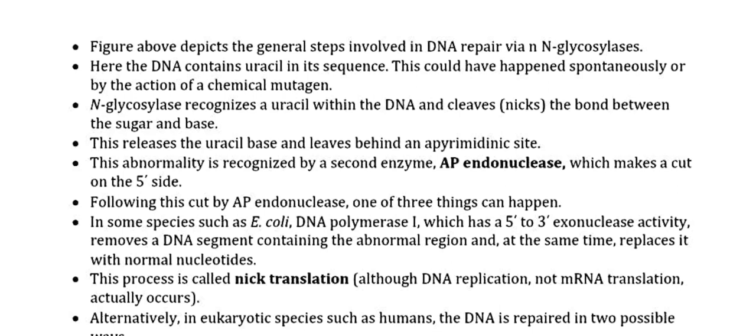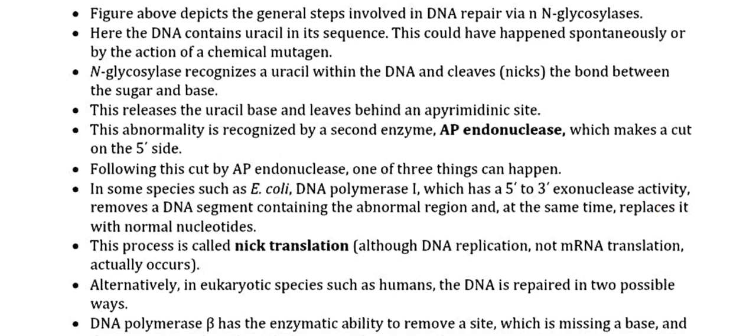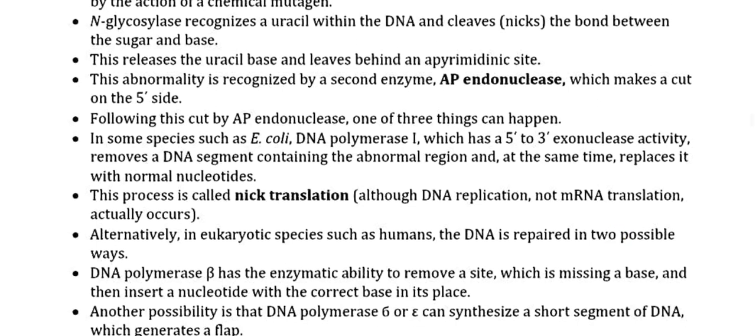Here, the DNA contains uracil in its sequence. We are talking about DNA repair via the N-glycosylase. This could have happened spontaneously or by the action of a chemical mutagen. N-glycosylase recognizes a uracil within the DNA and cleaves the bond between the sugar and base. This releases the uracil base and leaves behind an apyrimidinic site.